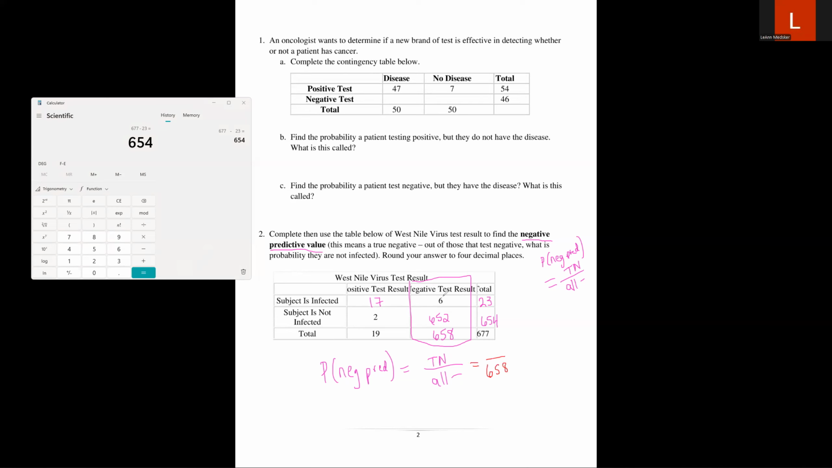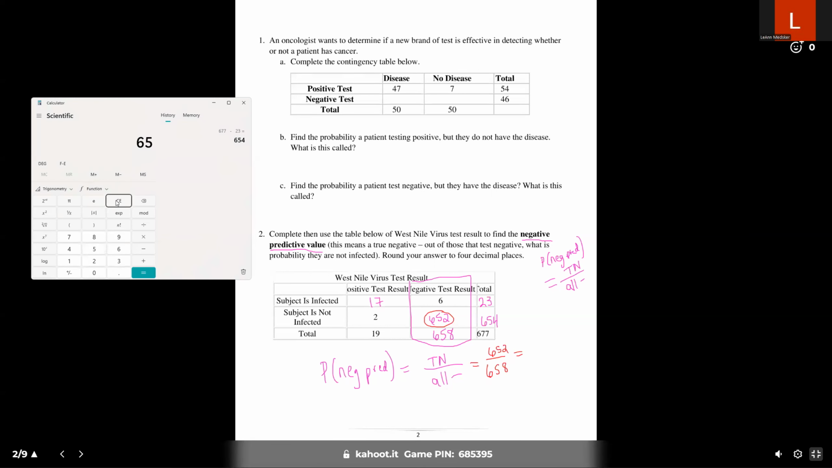And if you test negative, but you're sick, that means that's a false negative. That means we told you you're fine, your blood work came back fine, but you actually have the West Nile virus. The people who tested negative and did not have West Nile virus, they're not infected, they were the ones who were correctly identified by that negative test result. Okay, so if we divide that, 652 divided by 658, you'll see that the accuracy of this test is 0.9909. So it's like a 99% accuracy.